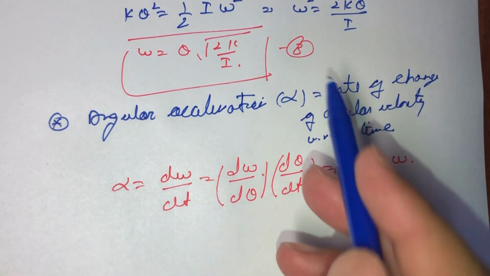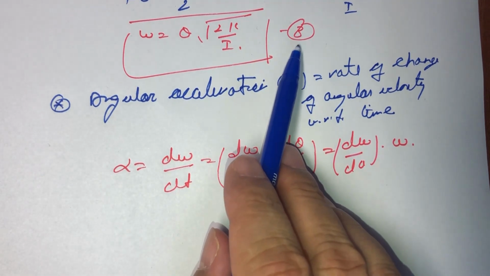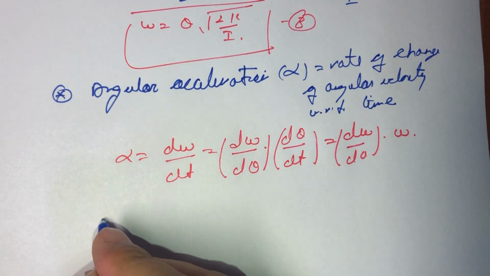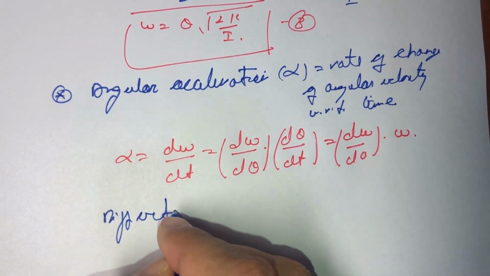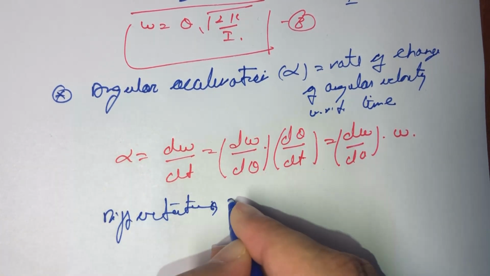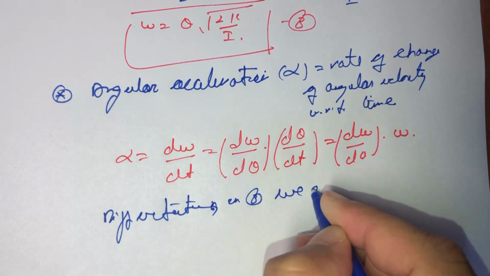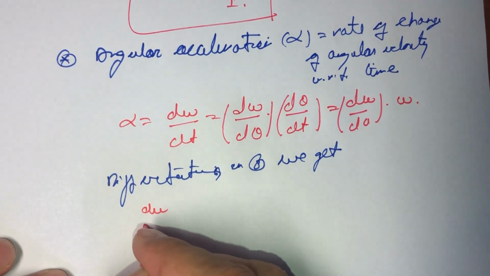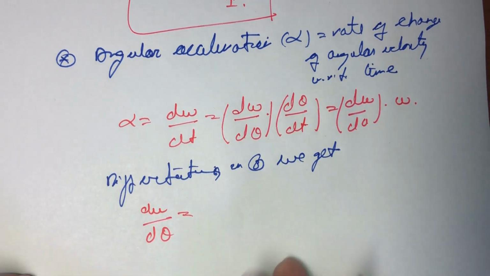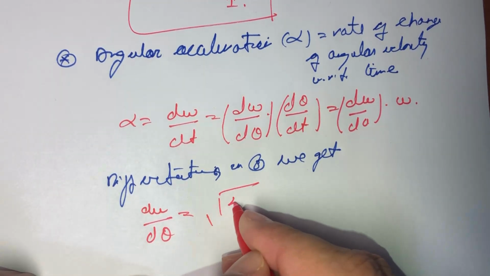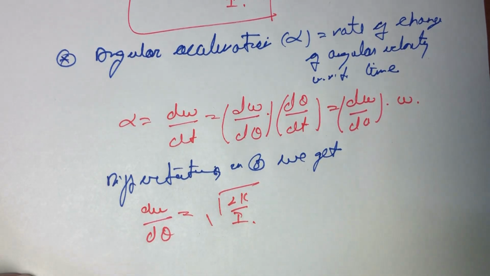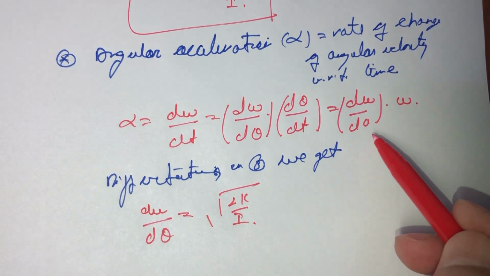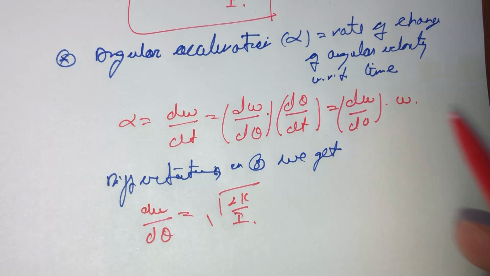And from equation 3, if we differentiate equation 3 with respect to theta, we get d omega by d theta. So differentiating equation 3, we get d omega by d theta is equal to square root of 2k divided by I. Now we are going to substitute this value of d omega by d theta in this equation as well as the value of omega.